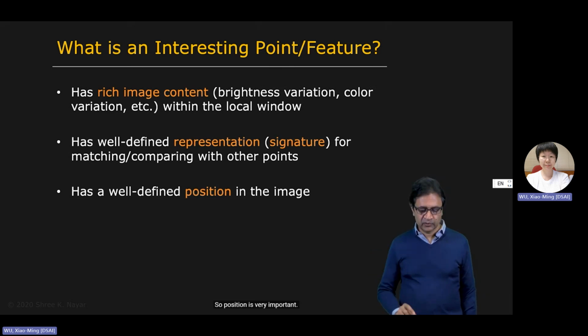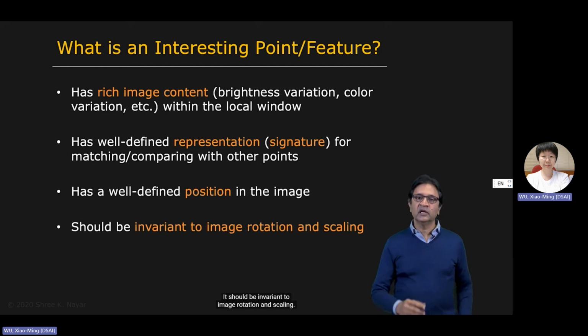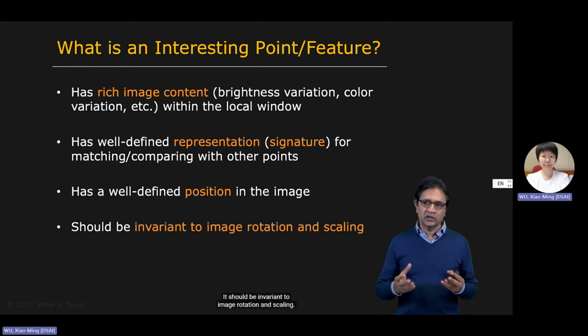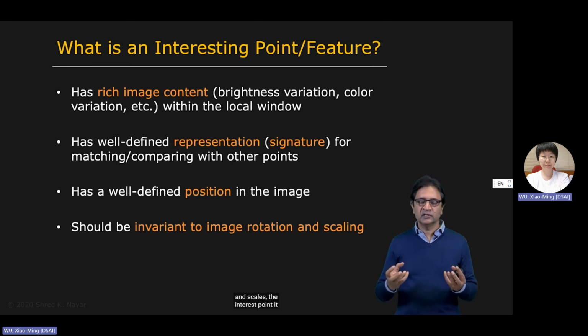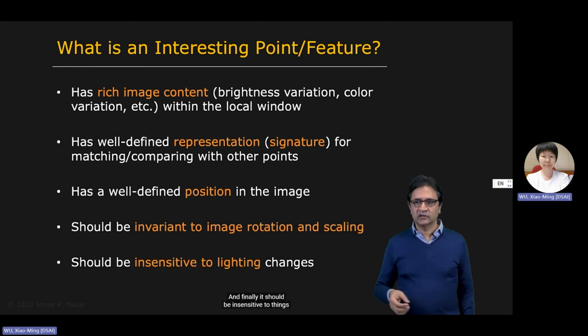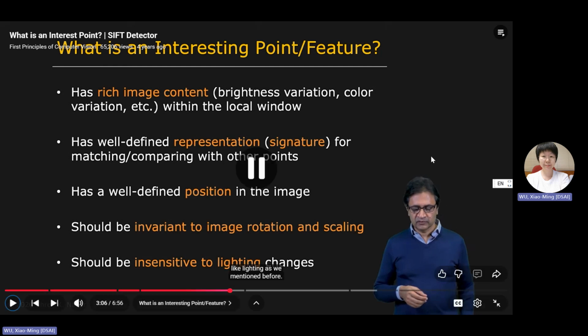So position is very important. It has to have a well-defined position in the image. It should be invariant to image rotation and scaling. So if you want to find things under arbitrary rotations and scales, the interest point itself should be able to produce a signature that finally is invariant to image rotation and scaling. And finally, it should be insensitive to things like lighting, as we mentioned before. So we have talked about the last two properties.